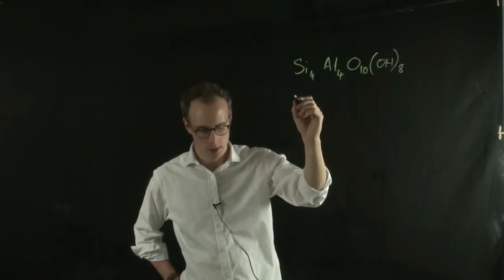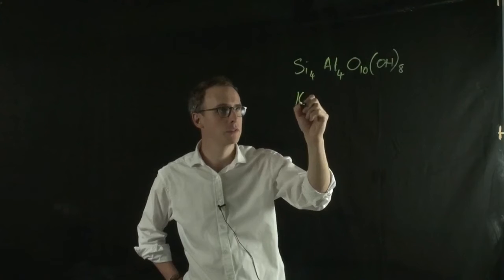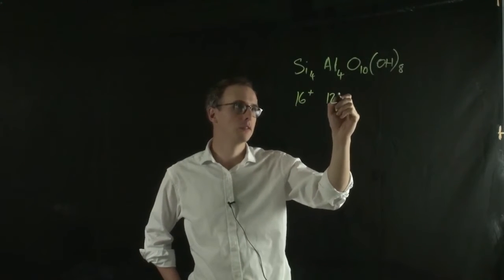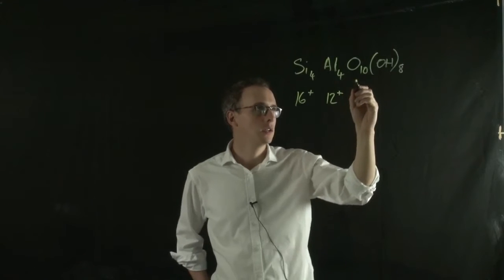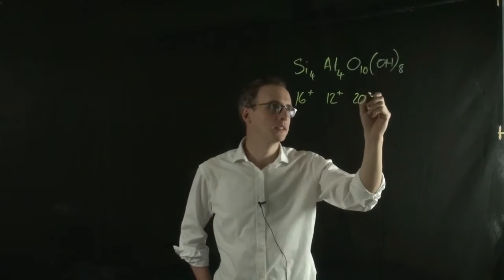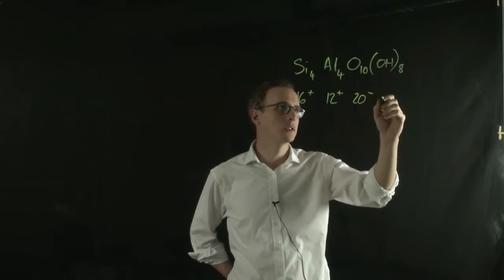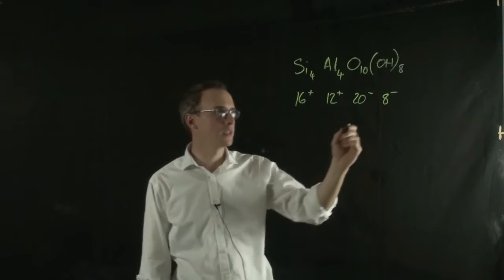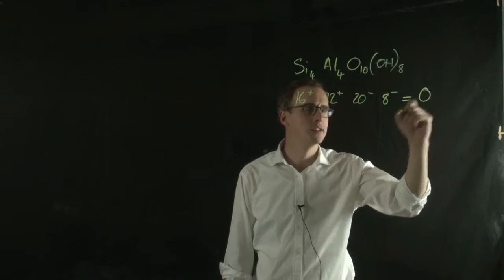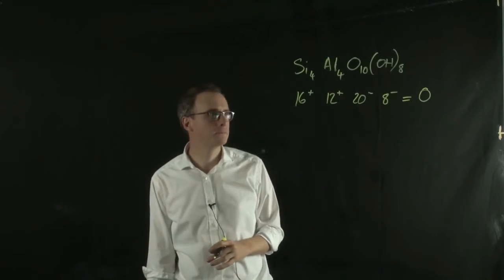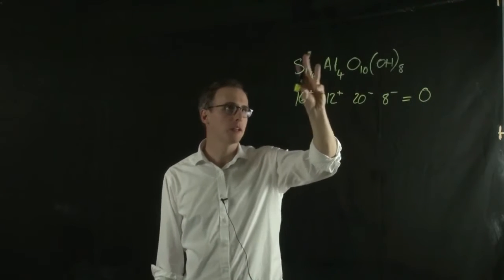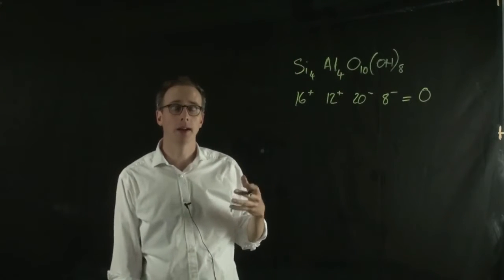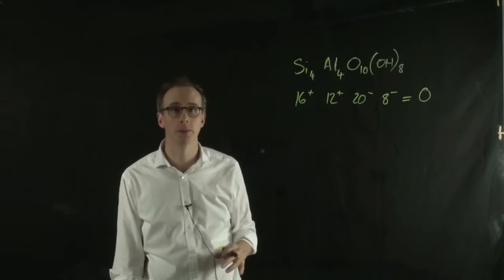should give me 16 positive, 4 aluminium, which gives me 12 positive, 10 oxygen, which is 20 negative, and 8 hydroxyl, which is 8 negative. If I count those up, you'll see that actually the net charge is 0. So this arrangement of atoms makes chemical sense with respect to charge balance.